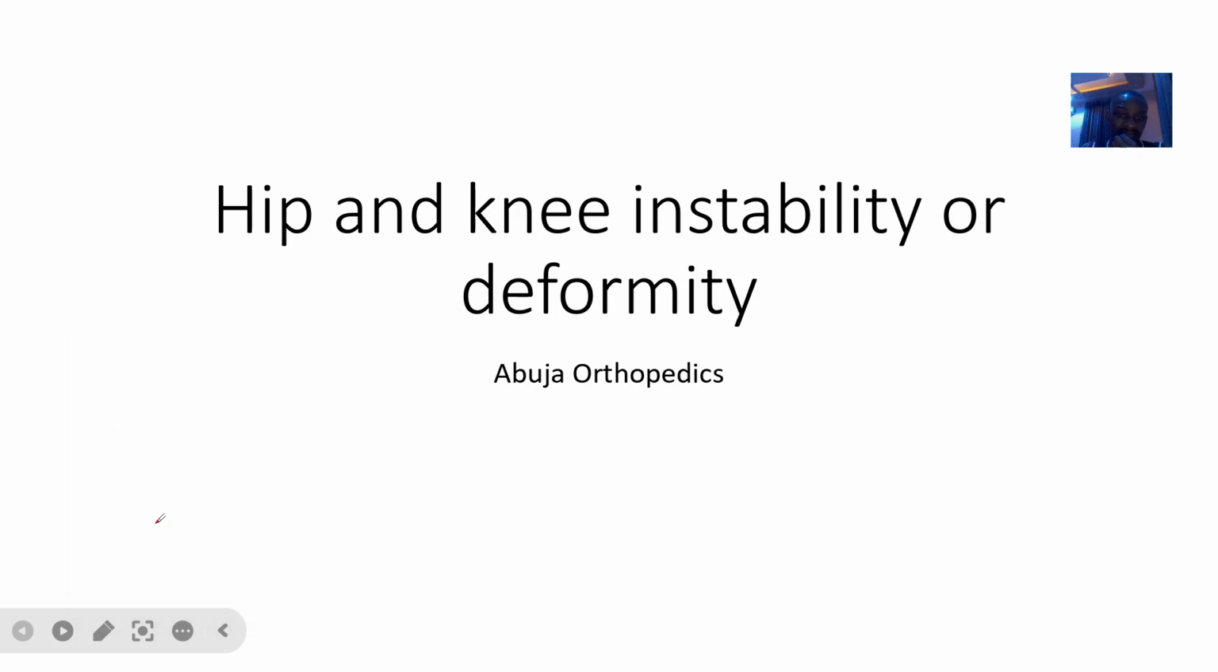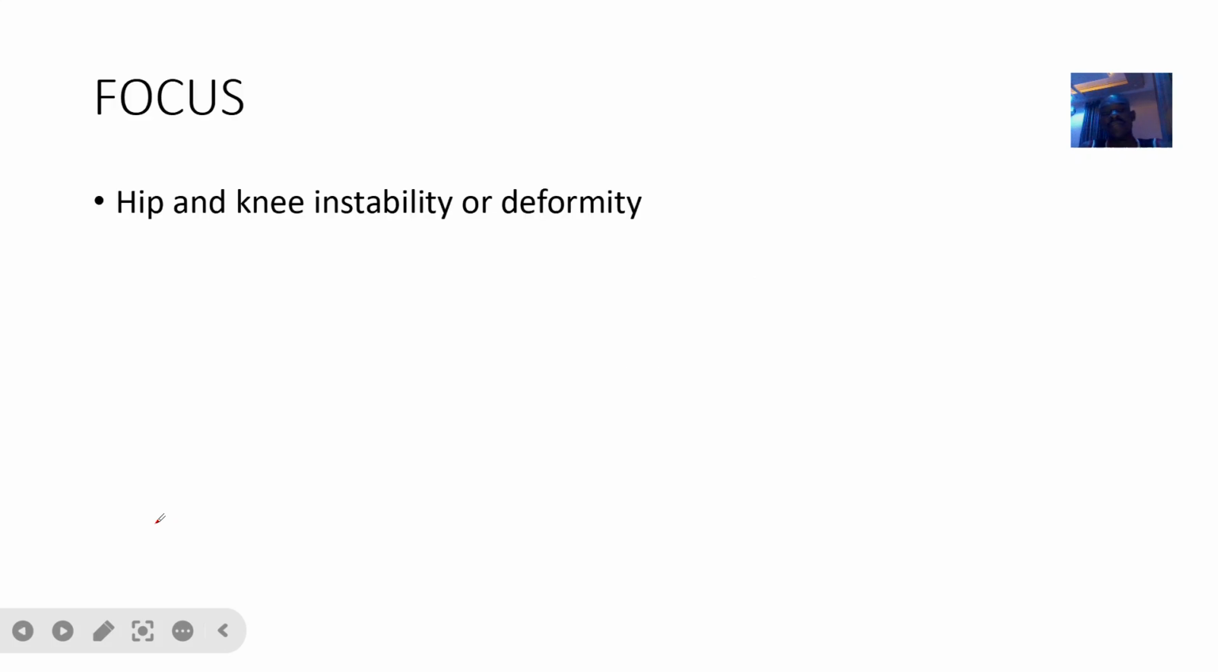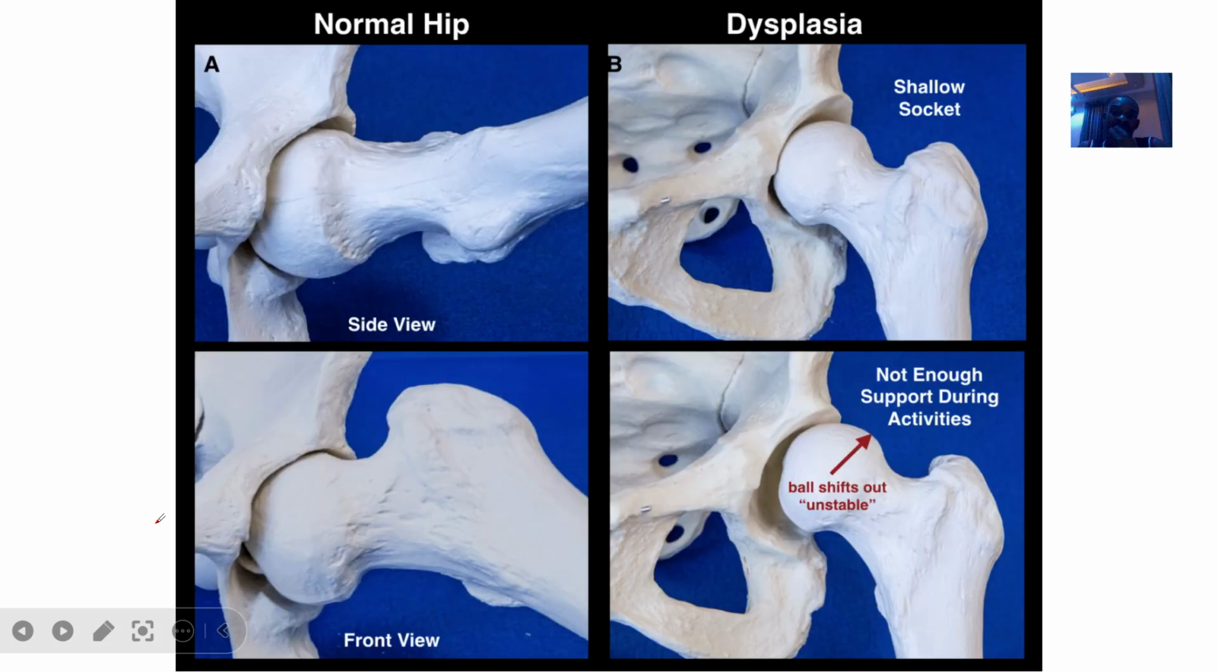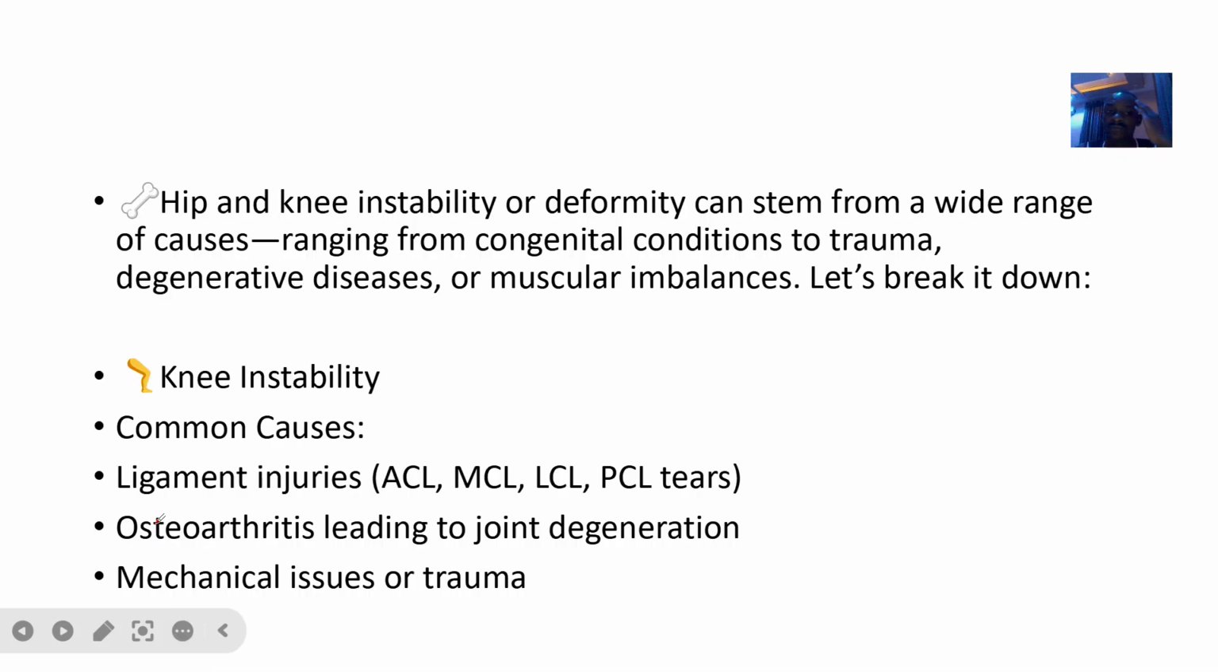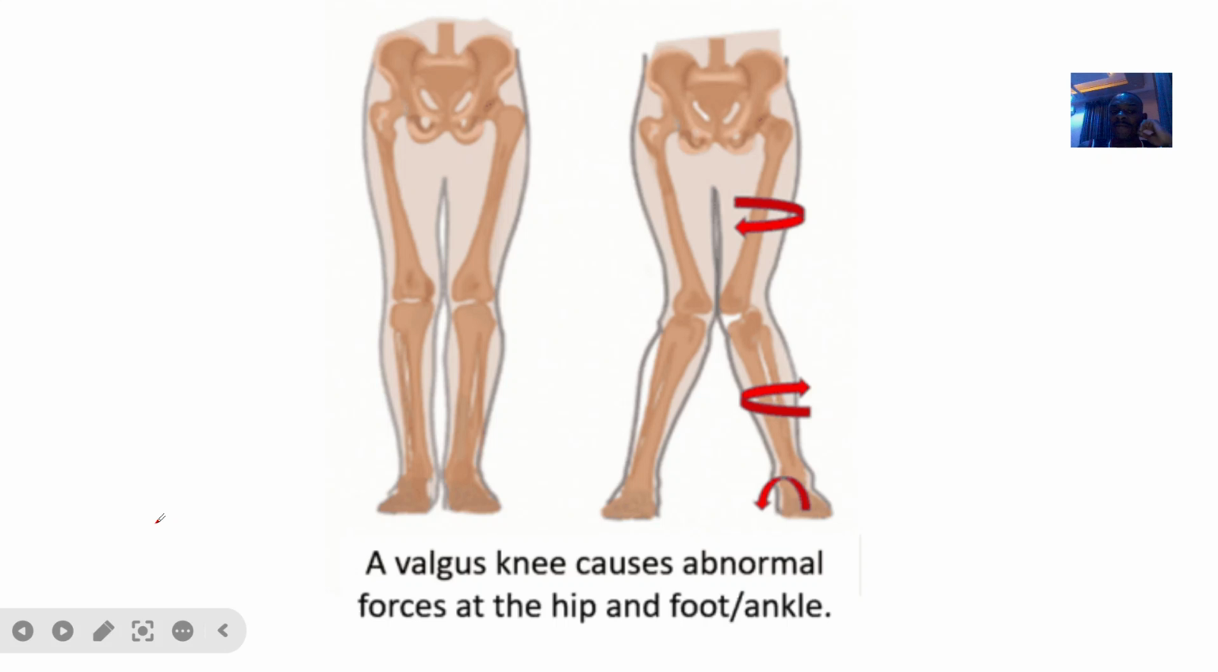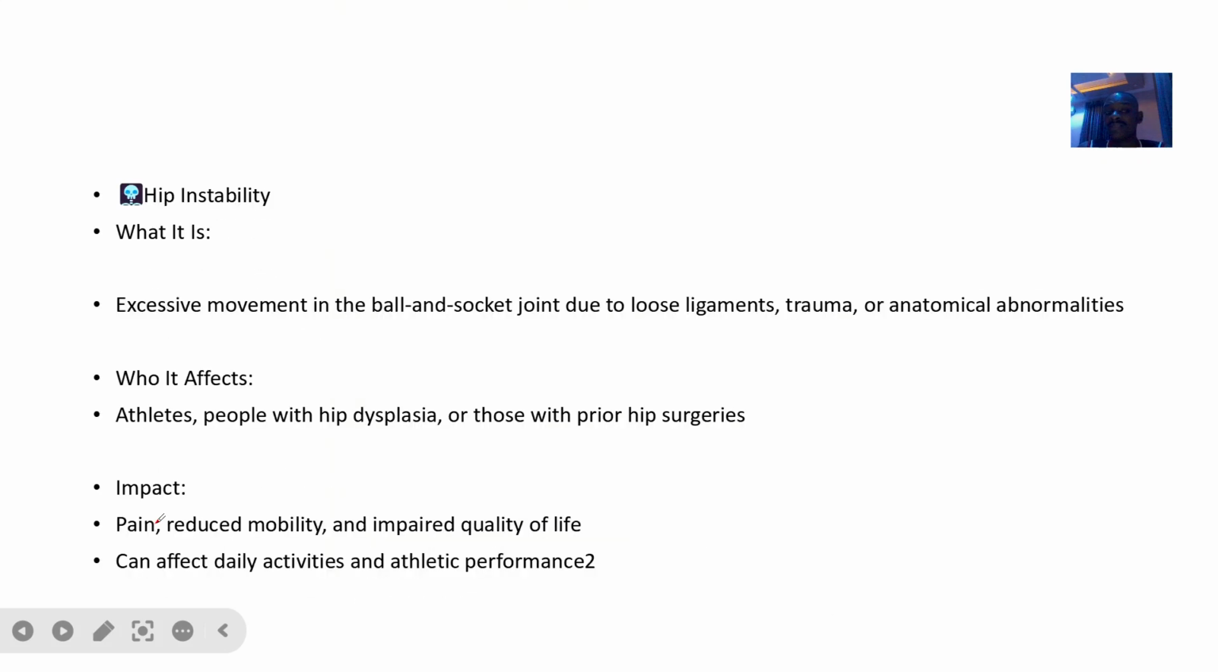So looking at the next upper limb issue, this is what it sounds like: hip and knee instability, or there's actually a deformity coming up. All right. So for the hip and knee instability or deformity, they are quite different conditions. So we're going to talk about them individually. So what this simply means is, we'll talk about the instability at the knee, then we'll also talk about the instability at the hip.